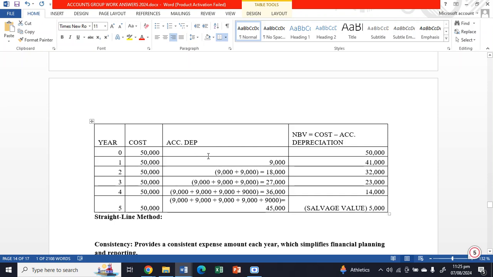Now, at the end of year one, we calculate the depreciation expense, which is 9,000. So you debit depreciation, you credit accumulated depreciation. The net book value, you say 50,000 minus 9,000, you get 41,000. This is the value of the asset at the end of year one.